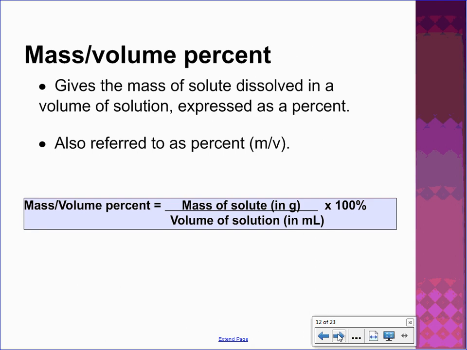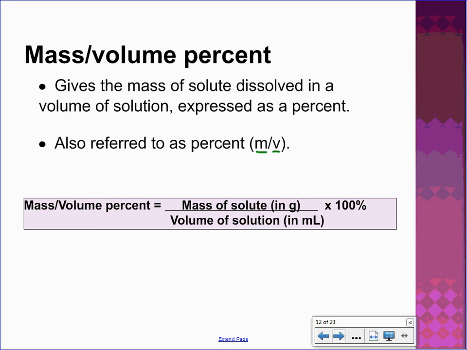So getting into the different types of concentration that we have, the first one that we'll deal with is the mass volume percent. With mass volume percent, it gives the mass of solute dissolved in a volume of solution, and this is expressed as a percent. It's also referred to, at least written-wise, as M/V, and that obviously just stands for mass volume percent.